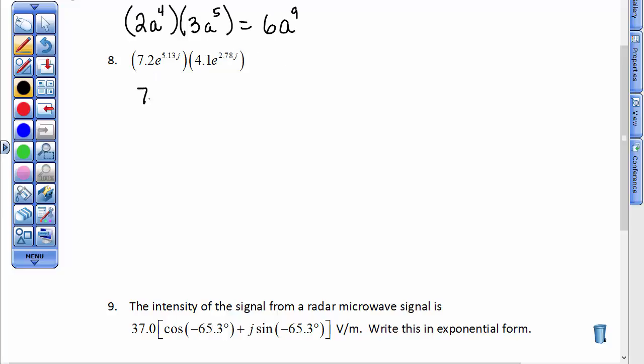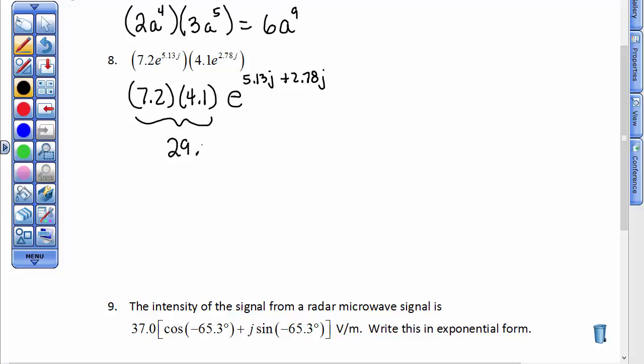So in doing this problem, we're going to take 7.2 times 4.1 and get a little bit more than 28. I would guess 29-ish. And then we're going to take the exponents, the 5.13j, and we're going to add the 2.78j together. These two numbers multiply together to be 29.52. These two exponents add together to be 7.91j.